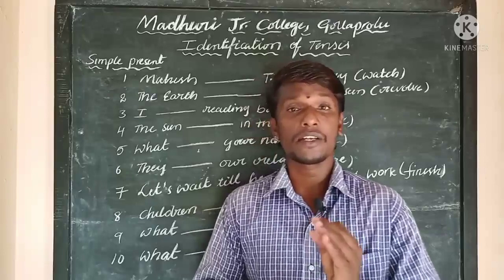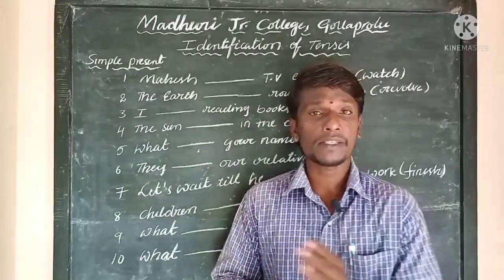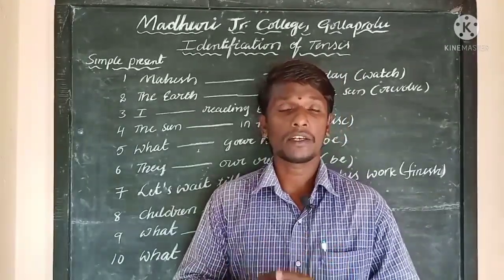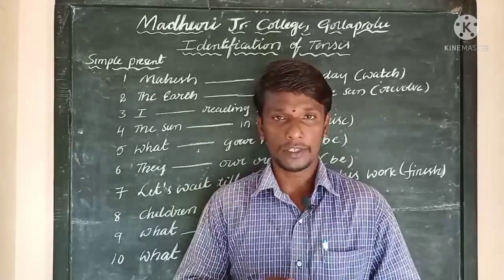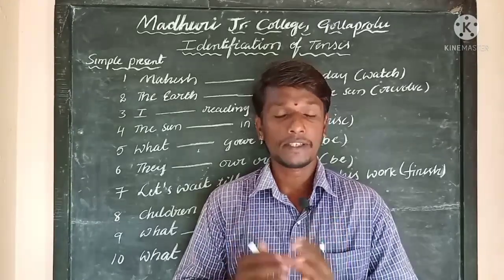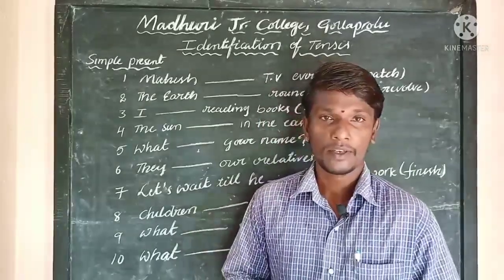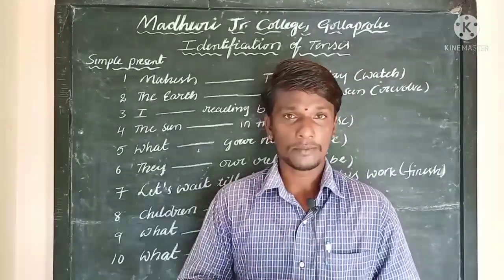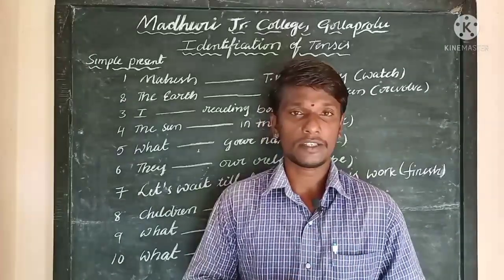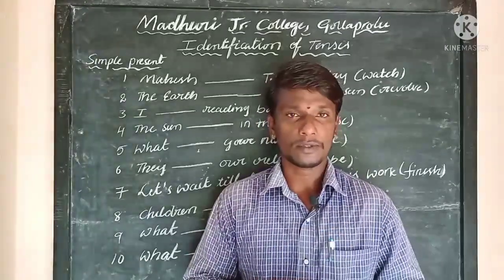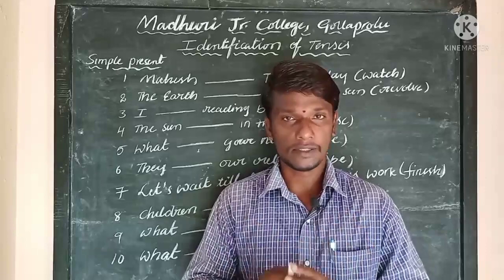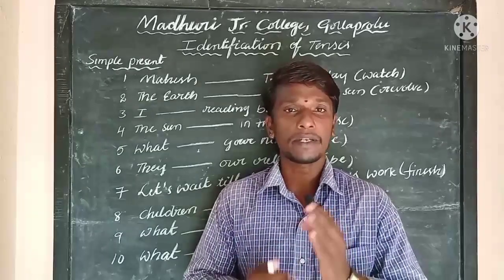And there are six continuous tenses: present continuous tense, past continuous tense, and future continuous tense. Once again, present continuous tense, past continuous tense, future continuous tense. Present perfect continuous tense, past perfect continuous tense, future perfect continuous tense. Totally 12 tenses.